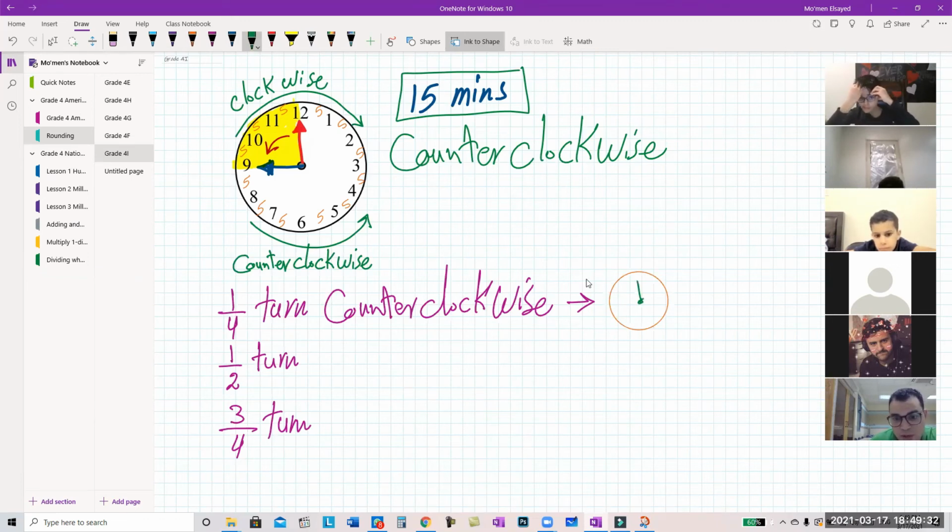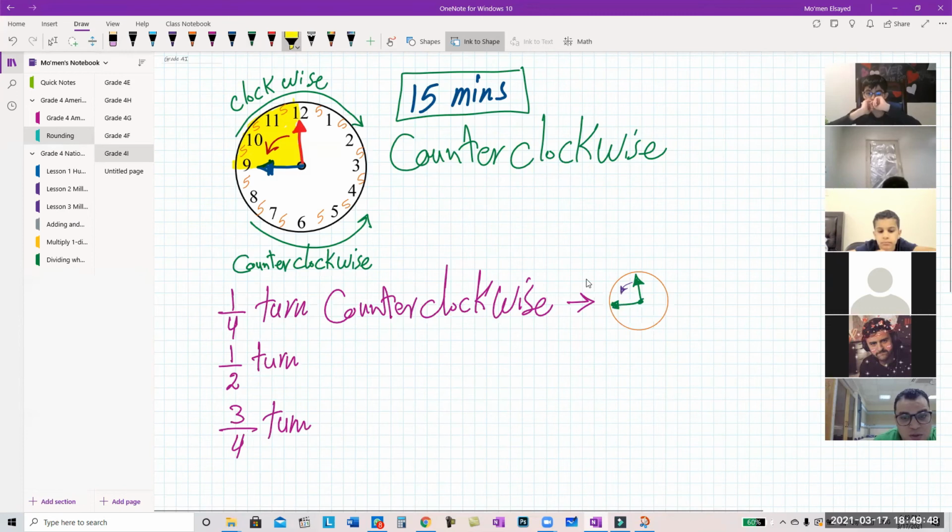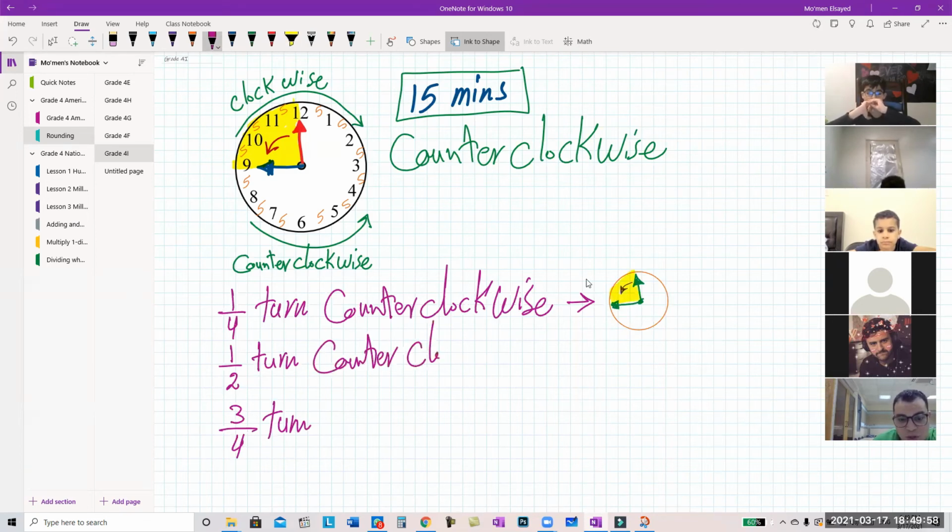We have this arrow or this man's hand. We're gonna move in this direction like that. 15 minutes, right? So that's our port. Okay. What about half turn, counterclockwise?